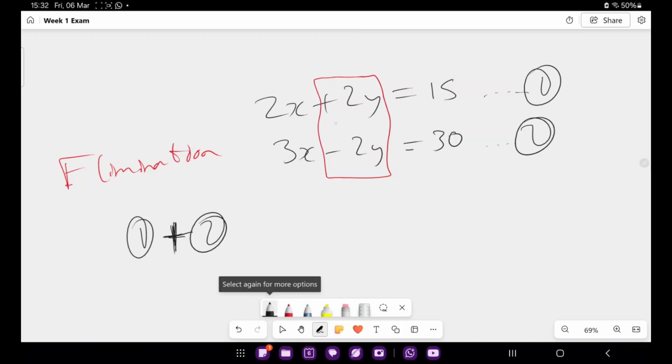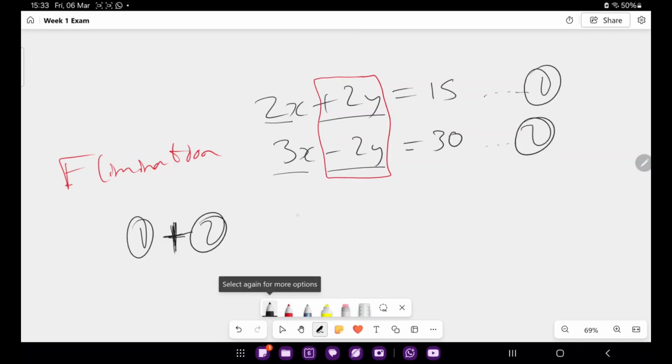Why am I adding? I'm seeing that these two have different signs. So when they have different signs, you add so that they can cancel out each other. If they have the same sign, that means you have to subtract so that they can cancel each other and produce a 0.